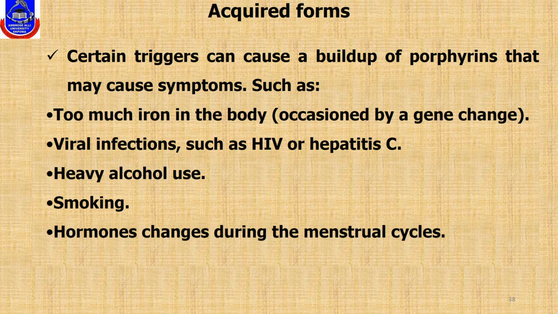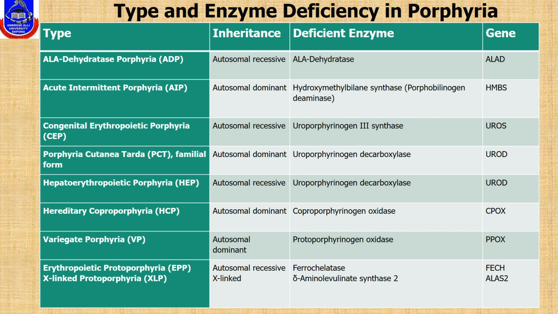In acquired form, certain factors can trigger the buildup of porphyrins in tissues, such as too much iron in the body, viral infections such as HIV and hepatitis C, heavy alcohol use, smoking, and even excessive hormones. Now, types and enzyme deficiency in porphyria. The figure shown here gives the condition, the enzyme deficiency, and the type of inheritance.